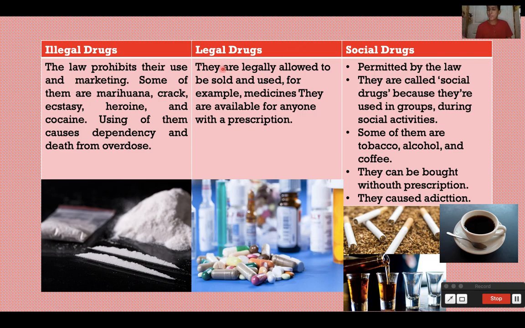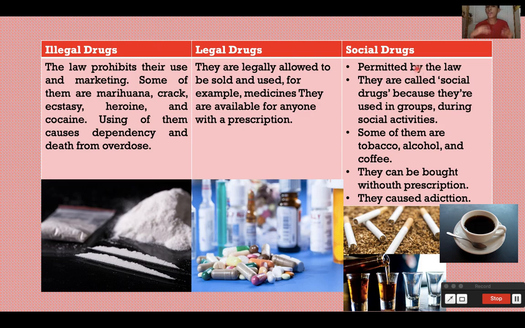Then we have legal drugs. What is a legal drug? They are legally allowed to be sold and used. For example, medicines. They are available for anyone with a prescription, like pills, like Panadol, like paracetamol, like acetaminophen. All those are legal drugs because you can go to a drugstore and buy them. Okay? But you cannot go to a drugstore to buy cocaine because it's not allowed.